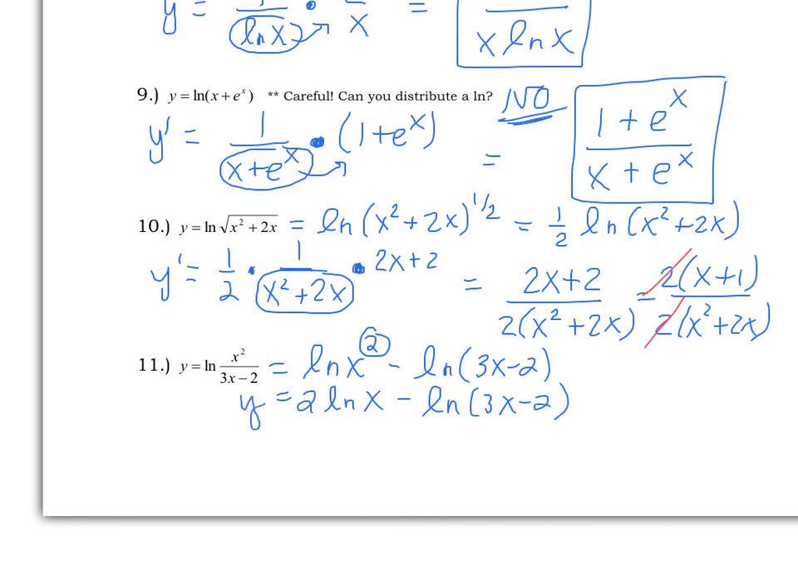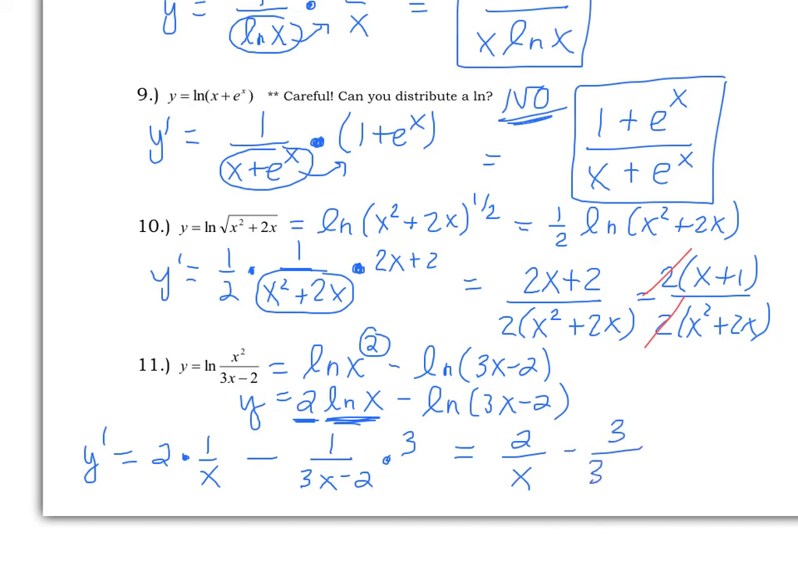I haven't done a derivative yet. So now I'm ready for my derivative, y prime. My first term would be 2 times 1 over x. Again, this 2 comes along for the ride. The derivative of ln of x is just 1 over x. Minus, we need the derivative of ln of that quantity, so that's going to be 1 over that quantity of 3x minus 2 with a 3 chained along. Let's rewrite this final answer as 2 over x minus 3 over 3x minus 2. And that's as far as you would take it.